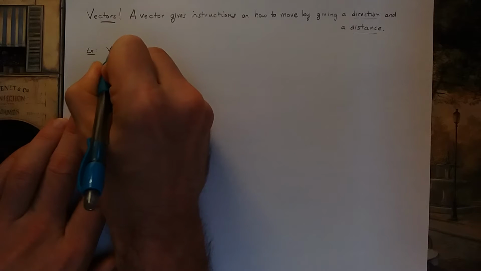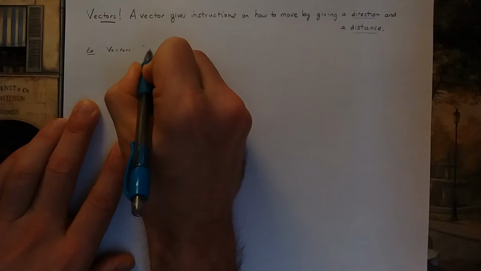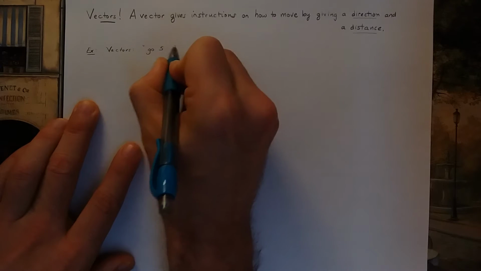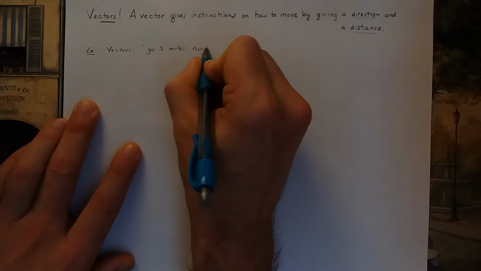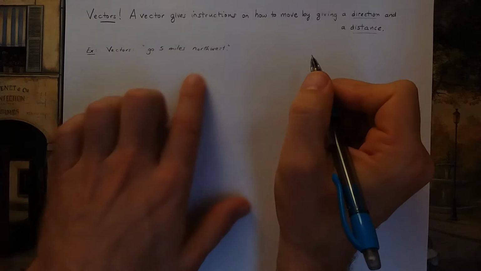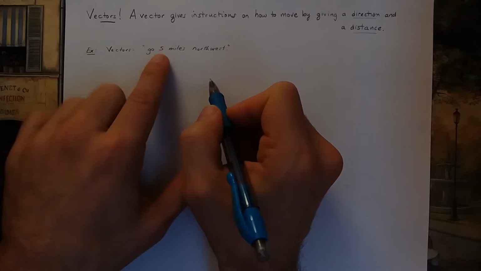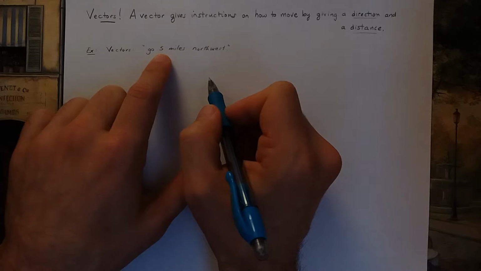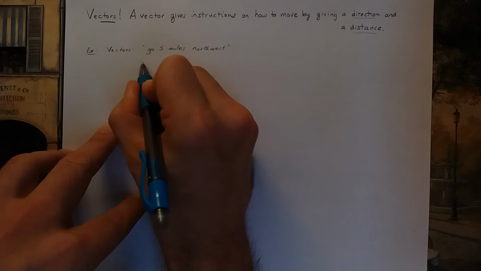So let's write down some vectors. What if I say, go 5 miles northwest? That's a vector. I'm giving you a direction, northwest. I'm giving you a distance, 5 miles. That's a vector.